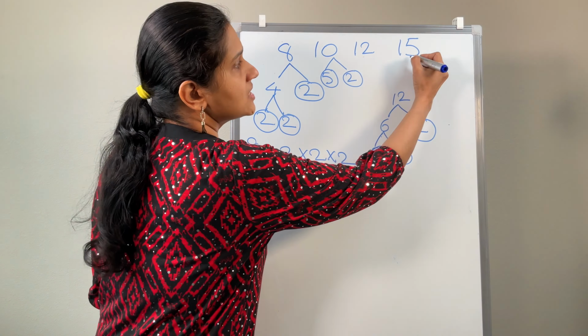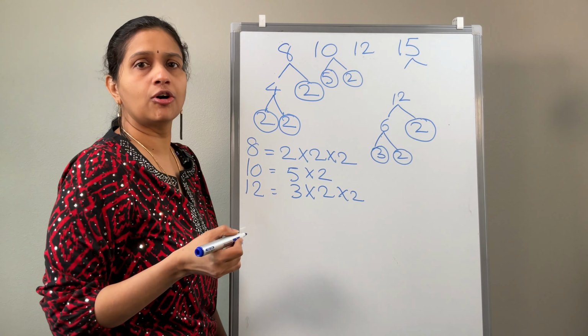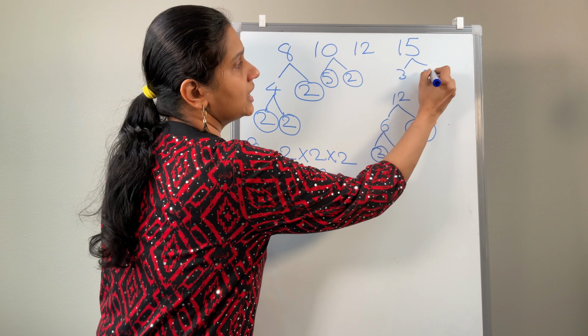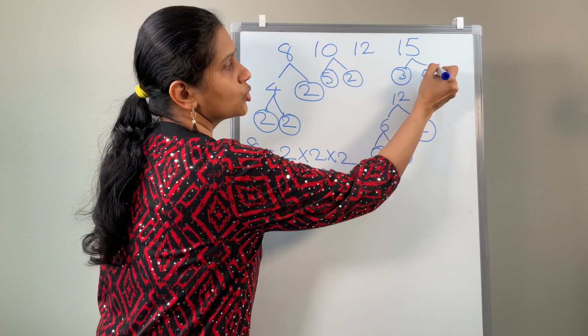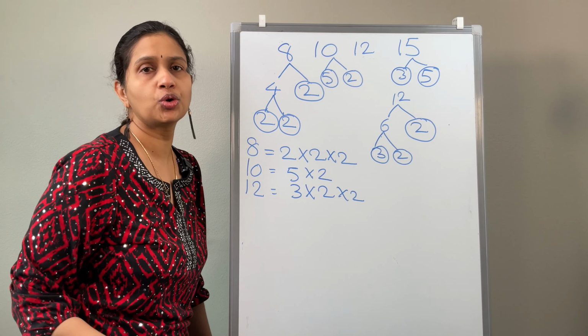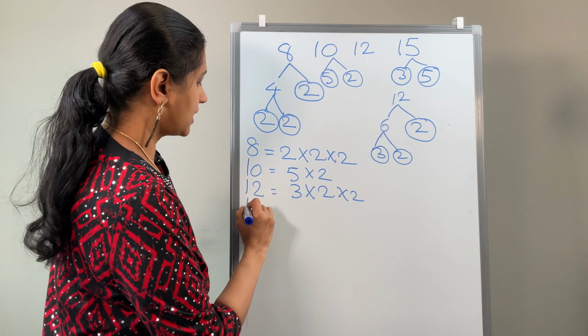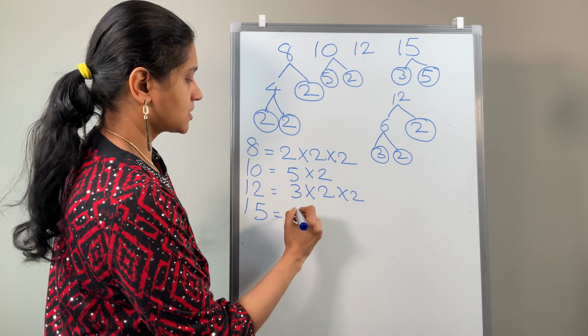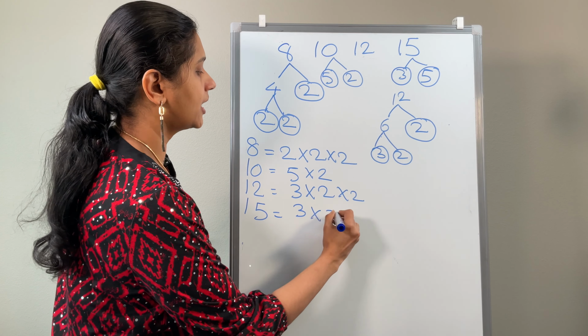Simple. Now let us do the prime factorization of 15. It's 3 times 5. It's easy. So 3 and 5 are both prime, so you don't have to break it further. So the prime factorization of 15 is going to be 3 times 5.